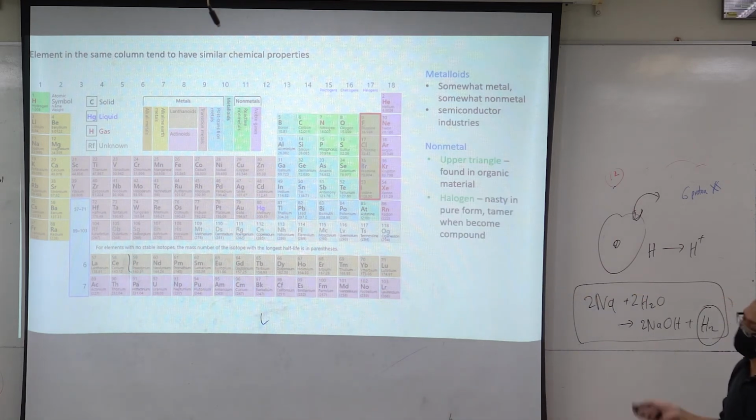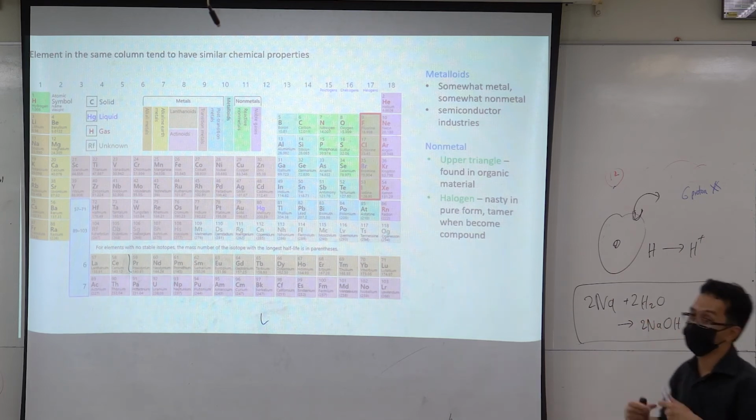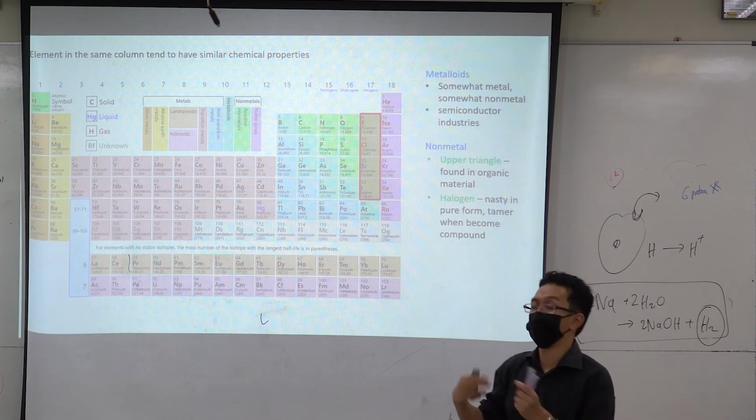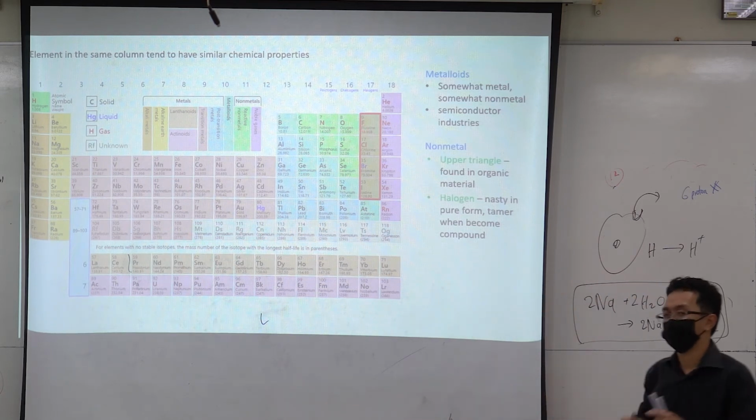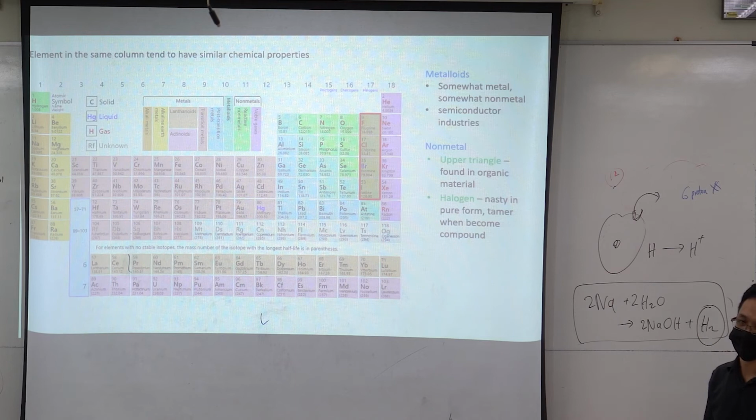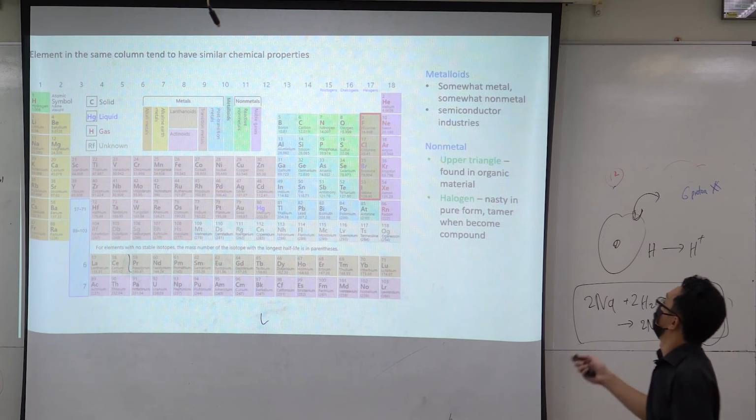Okay, and then you have here what we call the halogen column. The halogens are pretty nasty. They can react with everything. For example, the fluorine here can react with almost everything, because it's very reactive.